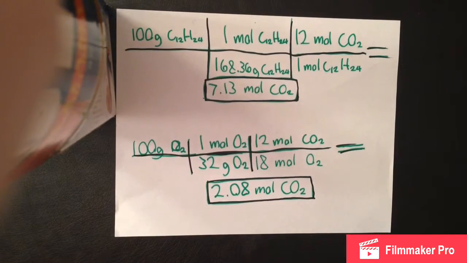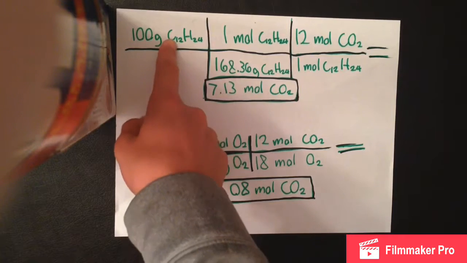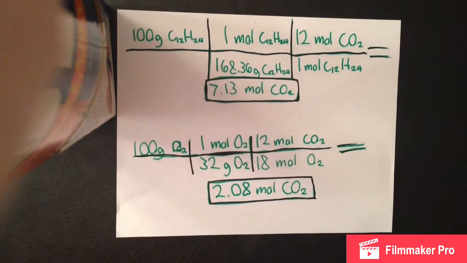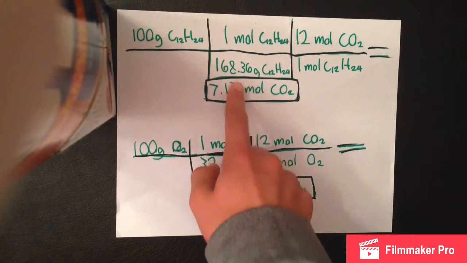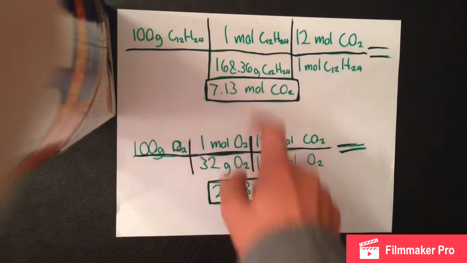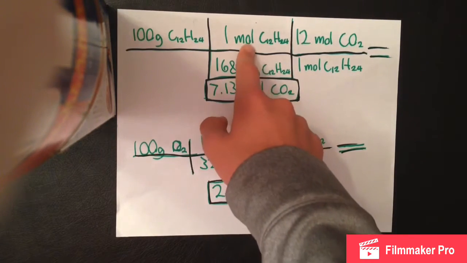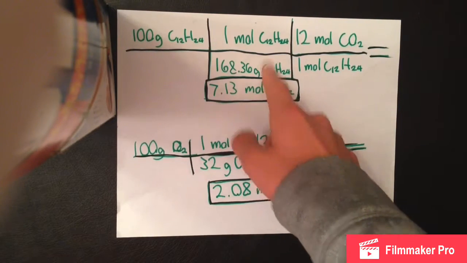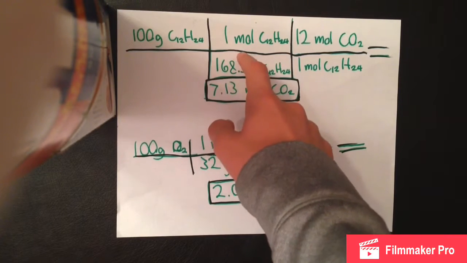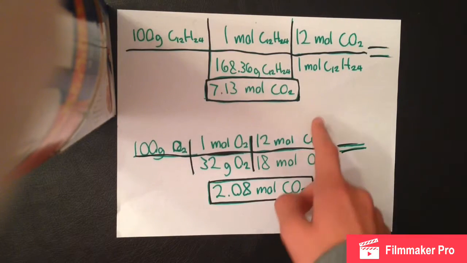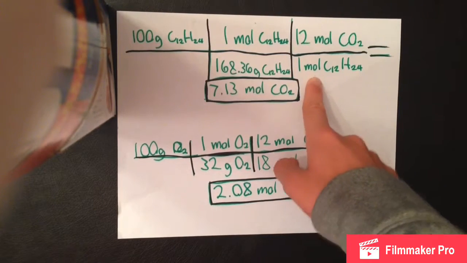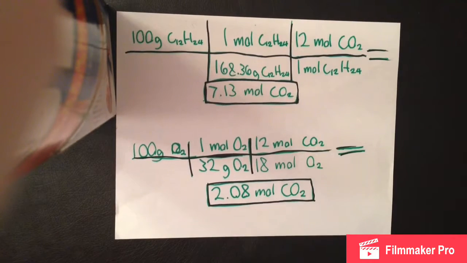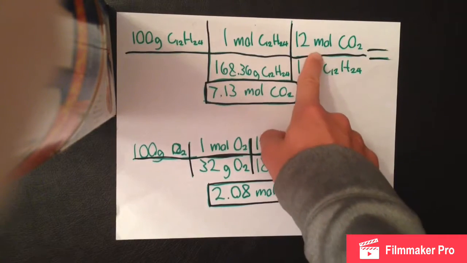Now, to figure out the limiting reactant in this chemical equation, first you get 100 grams of the kerosene base. Then you find the molar mass of the kerosene base and convert it into moles, and 168.36 grams of the kerosene base is equal to 1 mole of the kerosene base. Then you use that 1 mole of the kerosene base again, and use the coefficients to figure out that there are 12 moles of carbon dioxide.